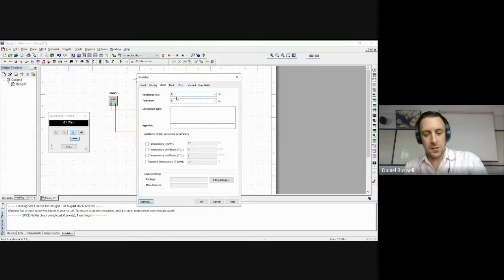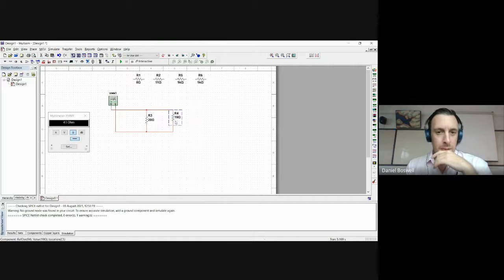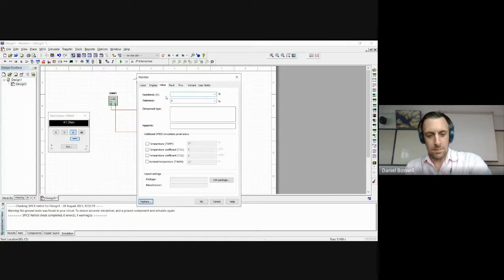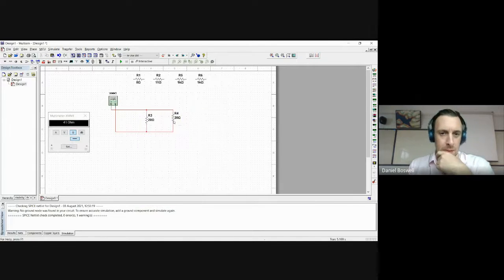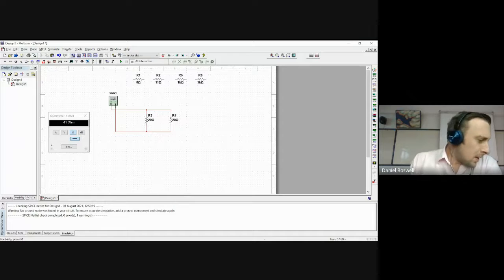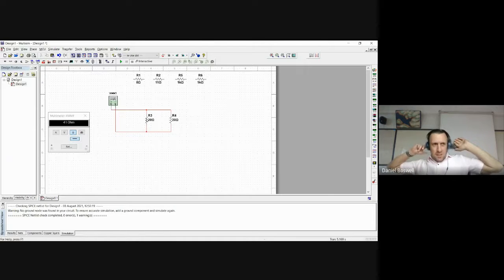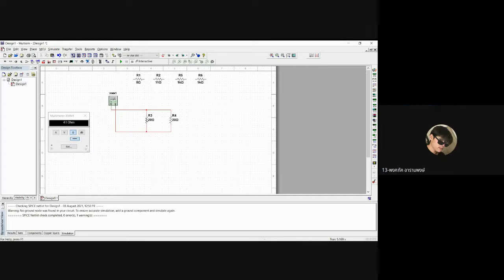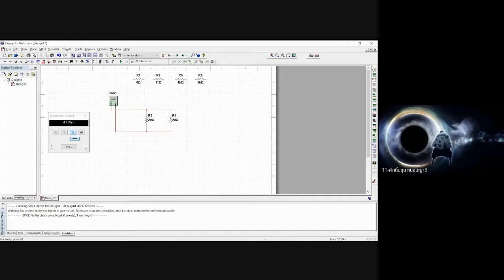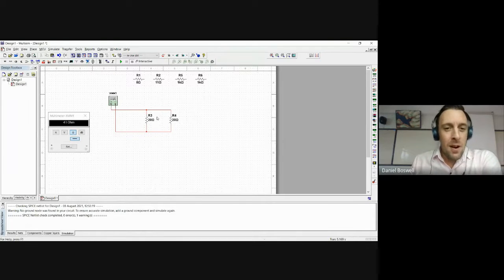Easy way to describe this one. When we look at this, this is R3, R4. All the rest are up here. So, where are we? Number 13. He's here. R3 here.